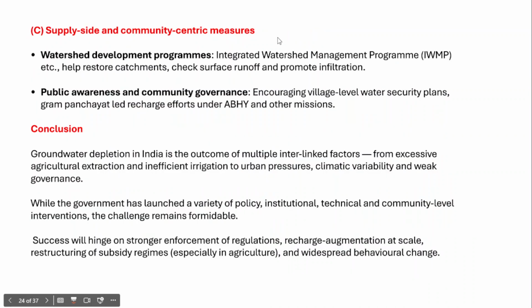And then we should also talk about the supply side and community centric measures. If we talk about the supply side and community centric measures, firstly the watershed development programs. The government has launched the integrated watershed management program, and this program will help restore the existing catchments, check surface runoff and also promote infiltration of the water resources.